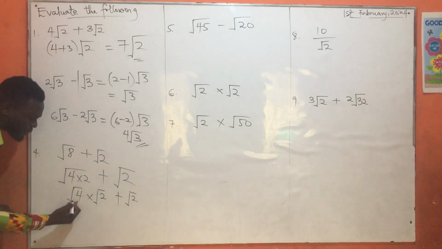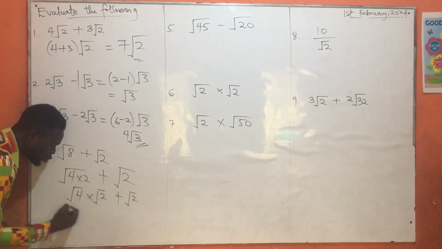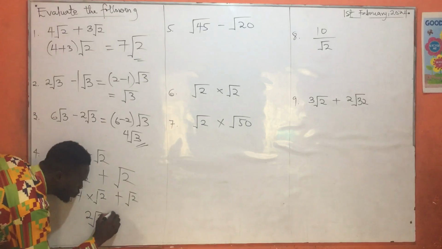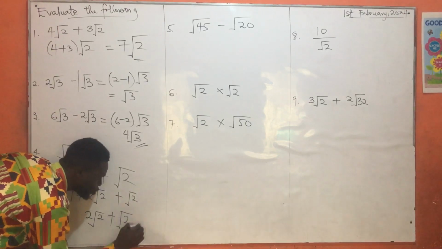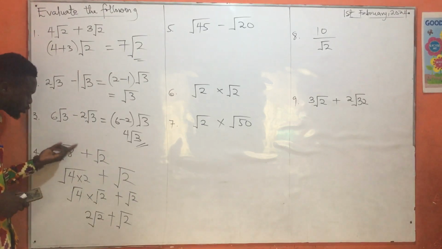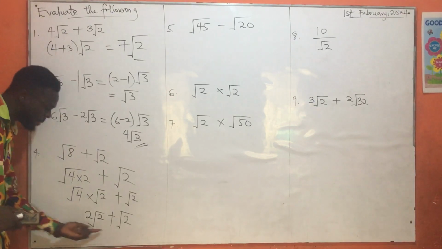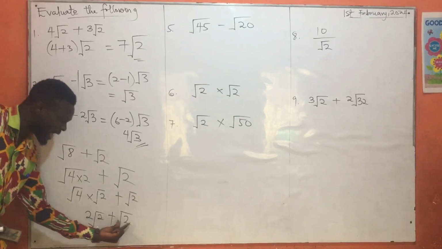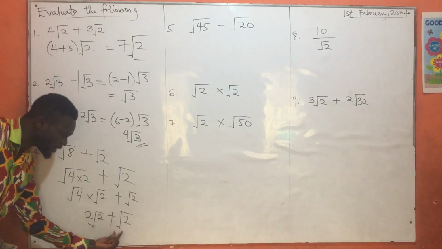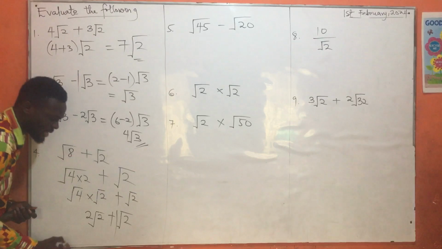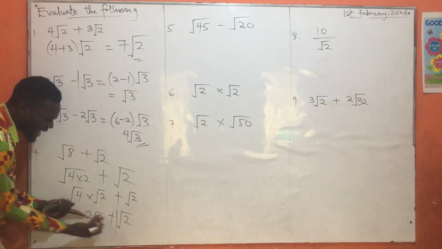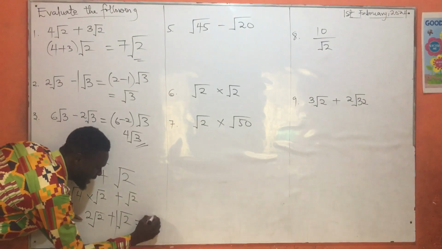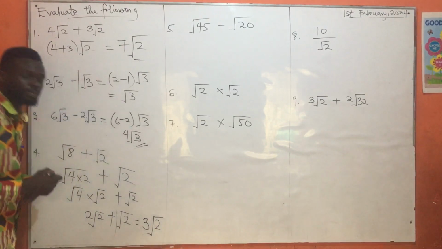So the square root of 4 will give you 2, which is 2 root 2 plus root 2. Now being able to express the root 8 in a basic form, you now see that we have root 2 and we have root 2. The coefficient of the root is what? 1, which is not written. So now I can add the two coefficients, which is 3 root 2.